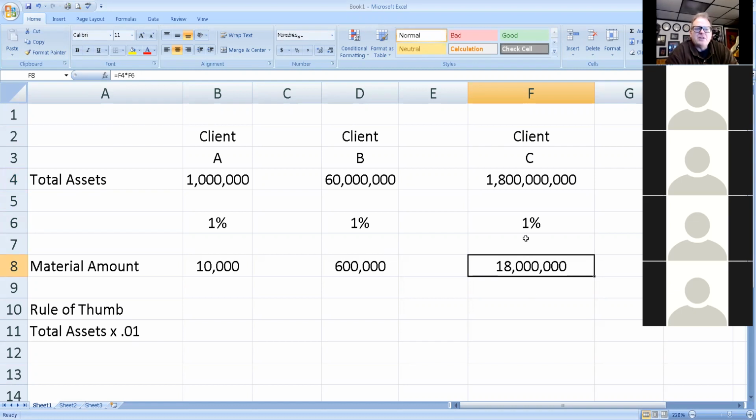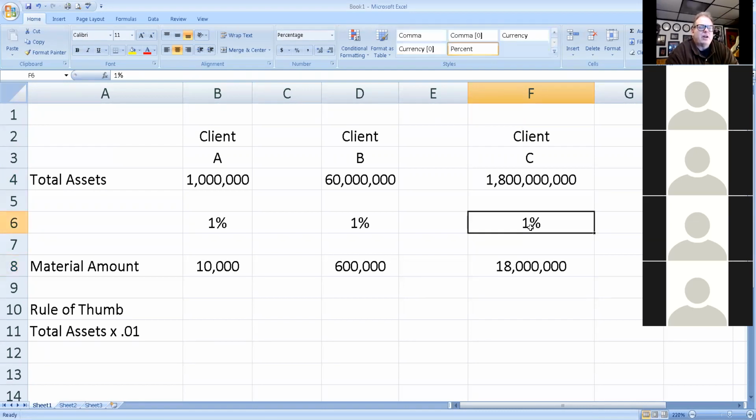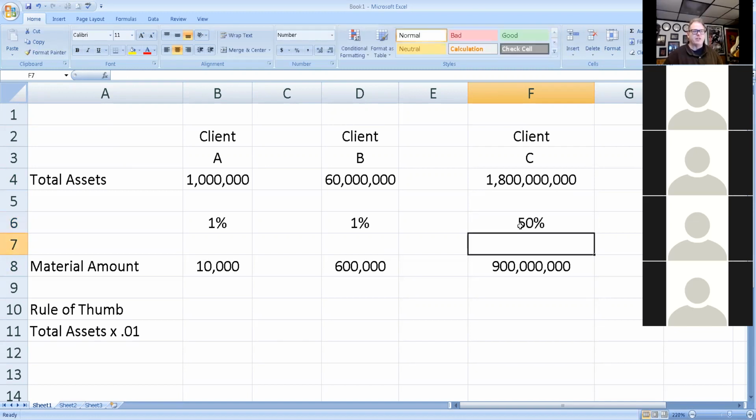Now, to be honest, most CPA firms would not want to go into court and say we missed an $18 million error. So a lot of times for larger clients, they actually reduce the percentage amount. So maybe instead of being 1%, they'll say 0.5%. Oh, .5, not 50%. Let's try that again.